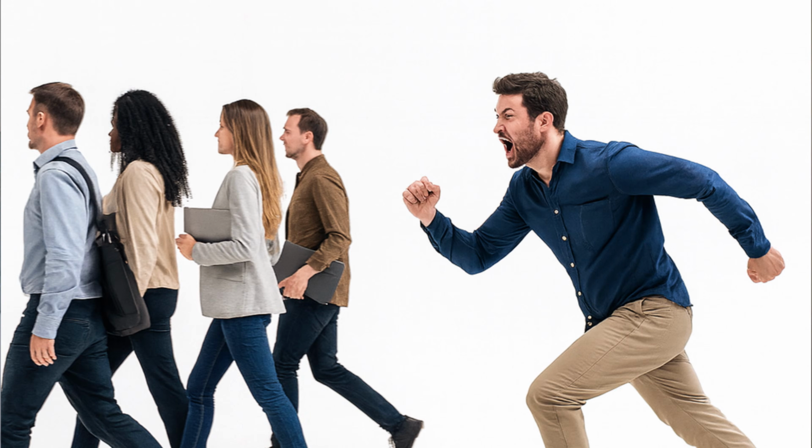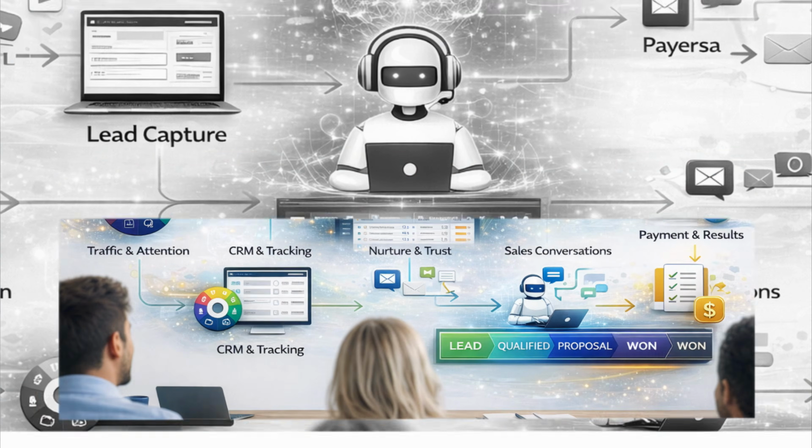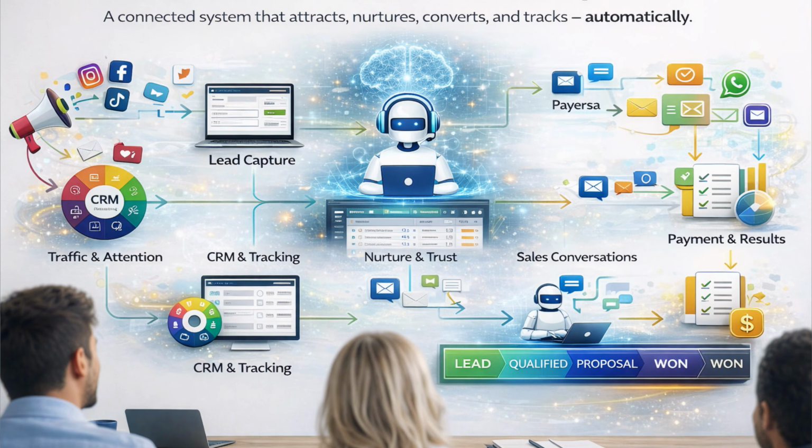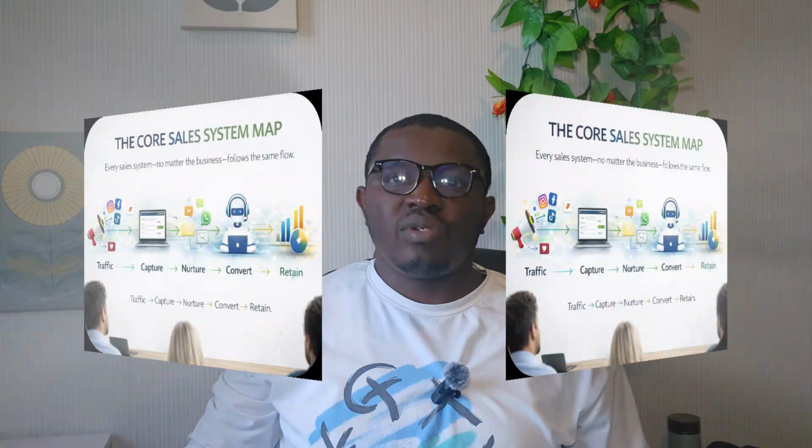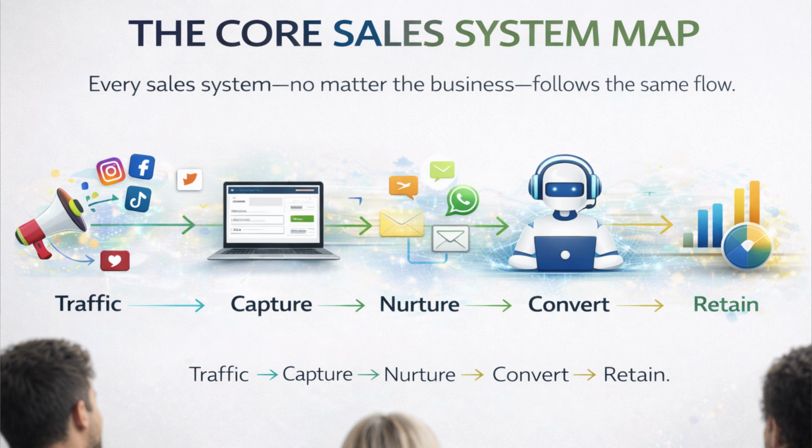Here is the simple truth. If money does not move through your system automatically, you don't have a system, you have activities going on. So in this program, we don't chase activities, we build outcomes. So let's move on and look at the core sales system. Every sales system, no matter the business, follows the same flow. And what is this flow? I would like you to write it down. Number one is traffic, capture, nurture, convert, and then retain.